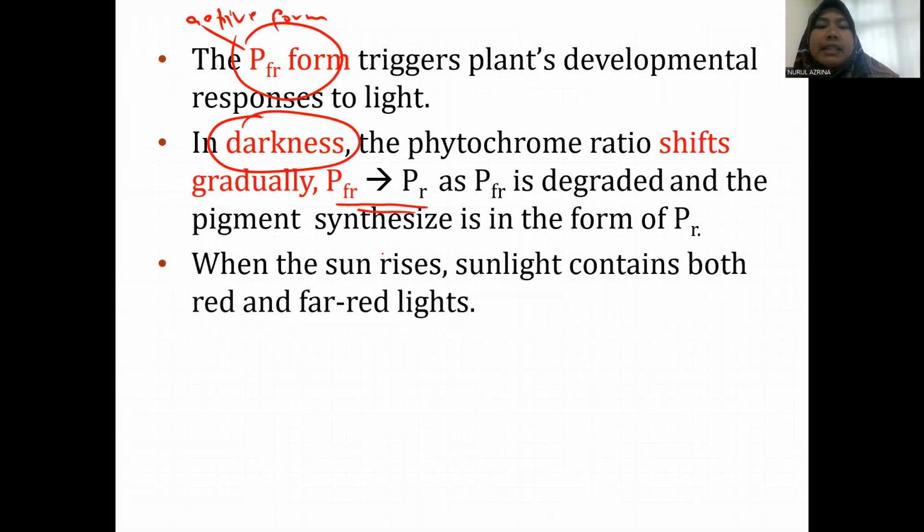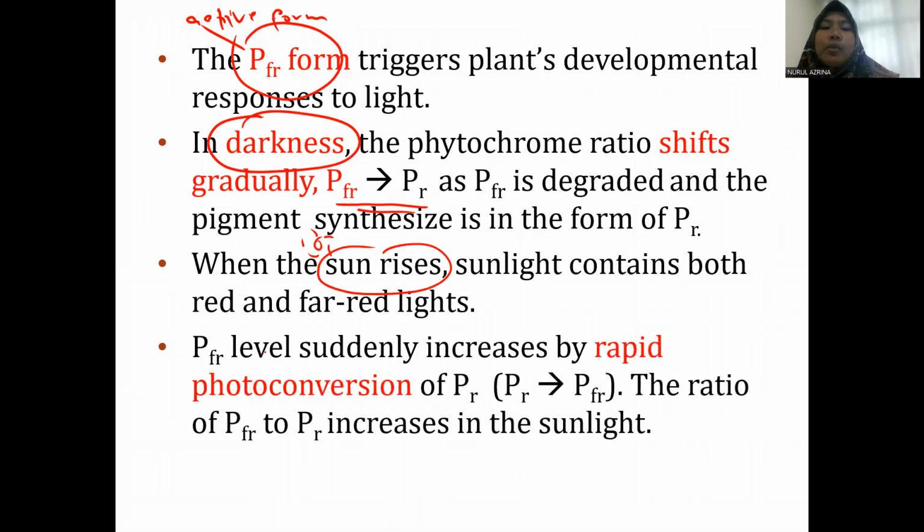When the sun rises, remember, in the presence of sunlight or light that contains both red and far-red light, the PFR level will suddenly increase. Why? Because remember, the conversion of PR to PFR by absorbing red light is a rapid photoconversion. So the PFR level will increase.